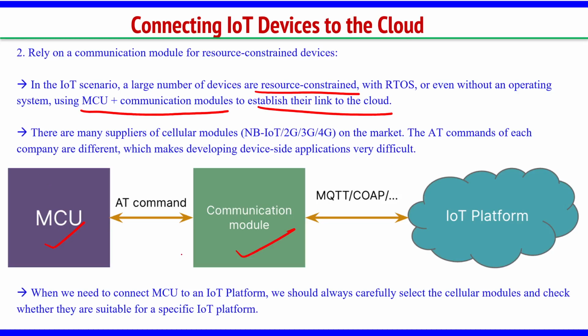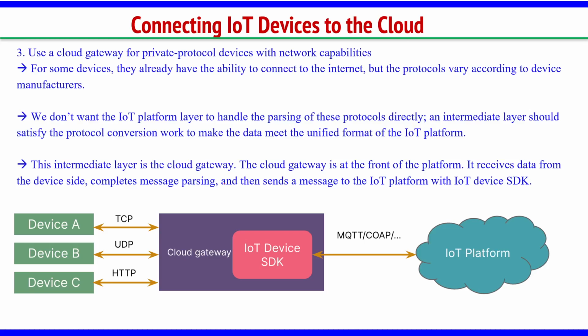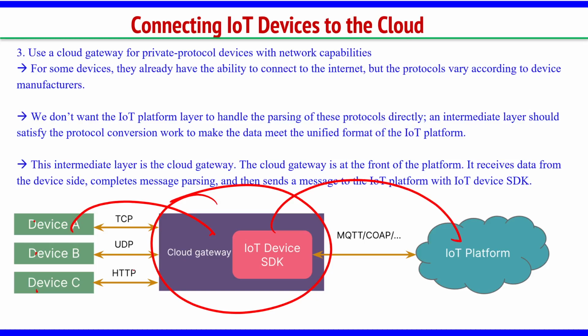And the third one, cloud gateway. You can use a cloud gateway for private protocol devices. Here, I have different devices with me, using different network protocols. I use a cloud gateway, which will get the data, and from there I will take it into the cloud. From devices using different types of protocols, I get the data into the cloud gateway, and from here I push the data into the cloud.